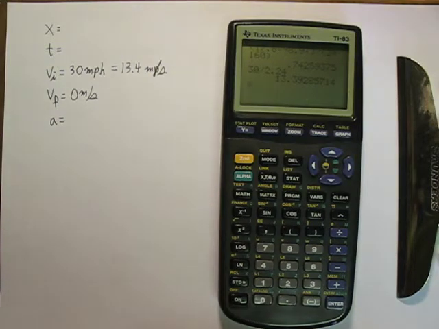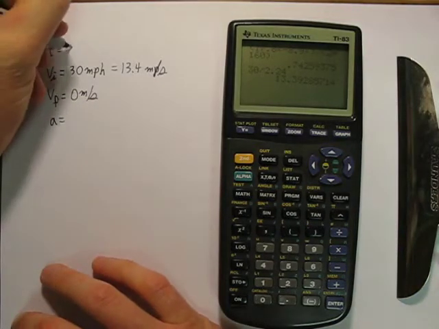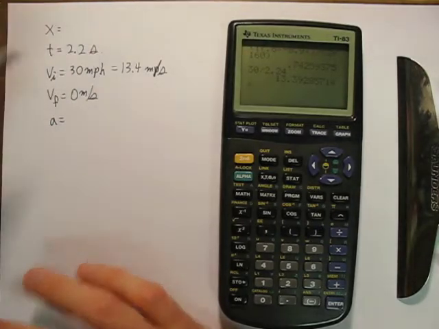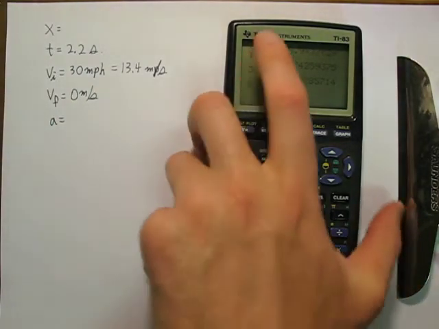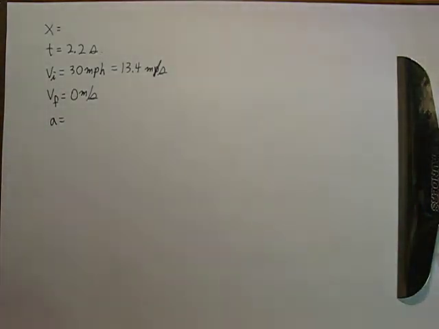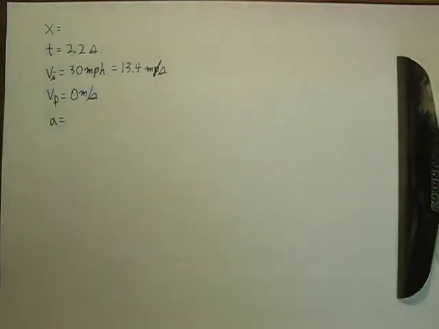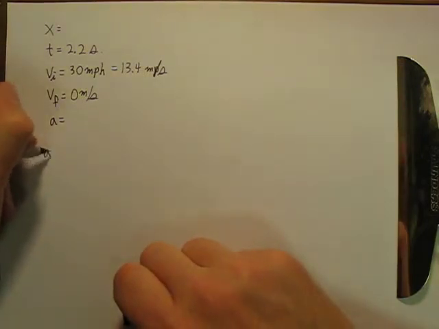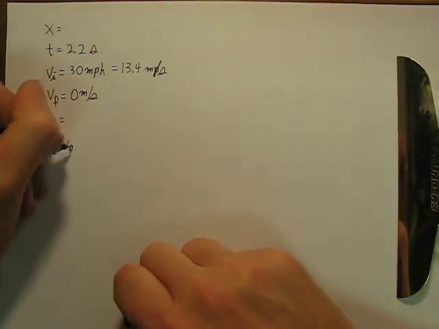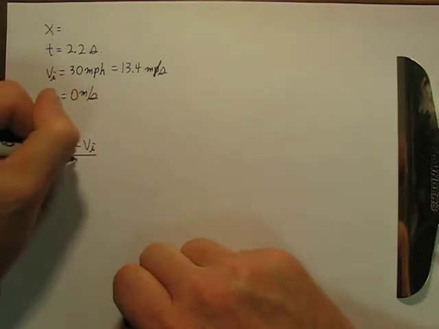Okay, now I did measure the time. I measured the time on my trusty stopwatch, and the time that I measured was 2.2 seconds. Well, let's figure out, as rapidly as we can, X and A for this problem. Well, first thing, let's figure out A, and you tell me what equation we're going to use for A. The equation that you should have come up with is, since we don't care about X, A is equal to VF minus VI over T.